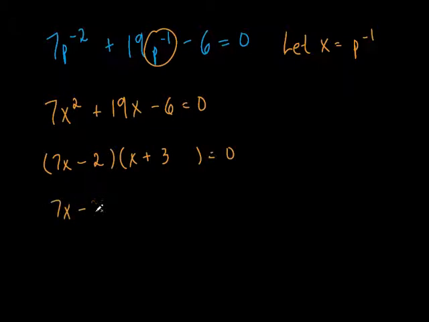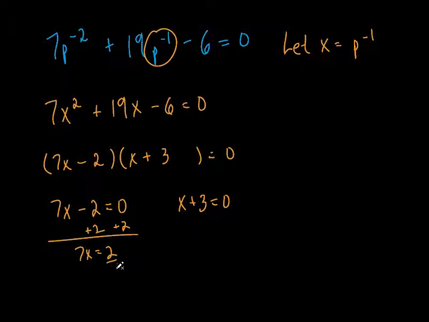So what do we do to solve for x now? We set them equal to 0. So if we set this equal to 0, if we add a 2, and then we divide by 7, that's 2 over 7. So I'll just write that down. X equals 2 over 7. Then this is pretty easy to do. Subtract 3 from both sides, and x equals negative 3.